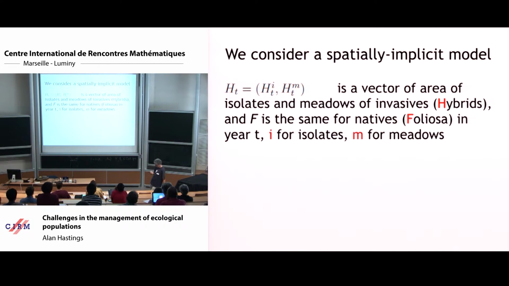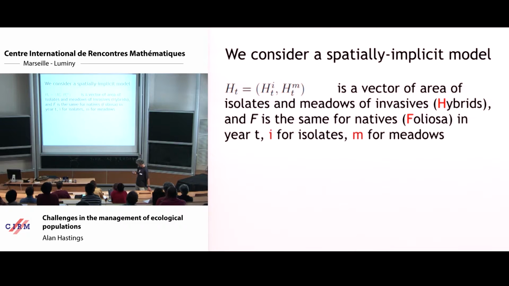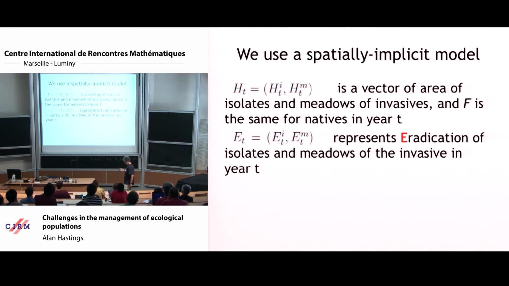And then we do the same for the, whoops, how did I do that? Oh, we have a similar vector that I'm not going to write down that would replace the H's by the F's for the native, which we'll use F for foliosa. So H is the invasive, H for hybrid, I for isolate, M for meadow. X for horrible, F for fire.